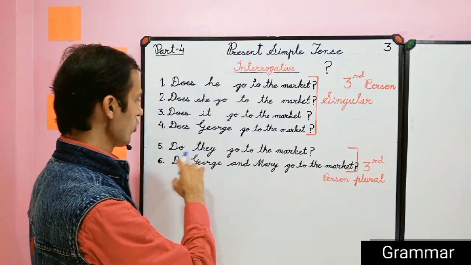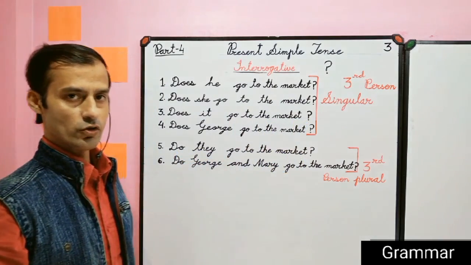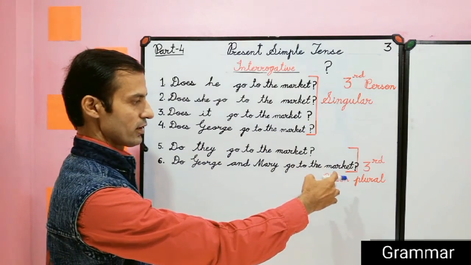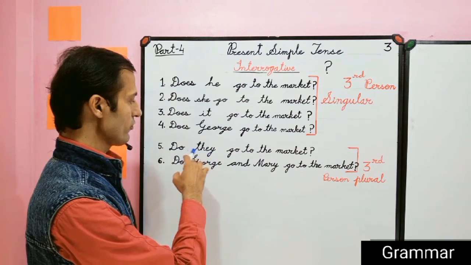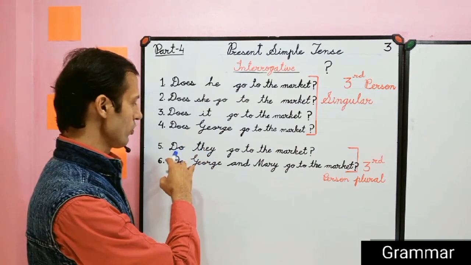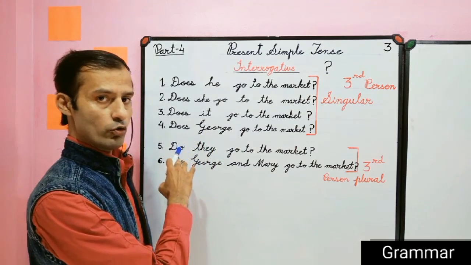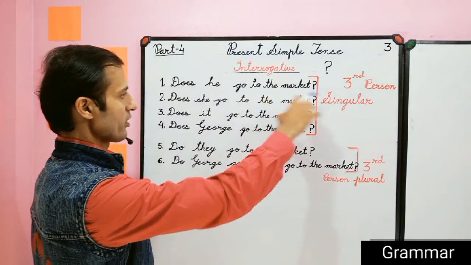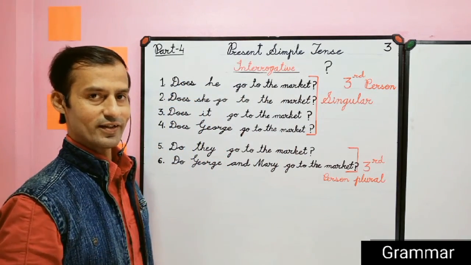And do they go to the market? And do George and Mary go to the market? So they are the third person plural subject pronoun. And with the plural pronouns we add do before the subject. And with the singular subject pronoun we add does before the subject.